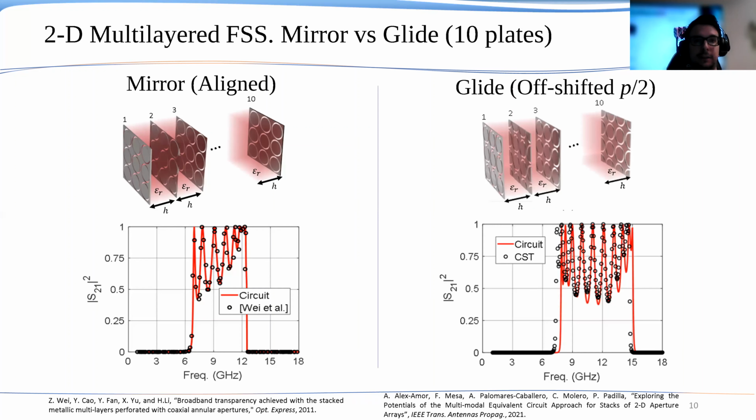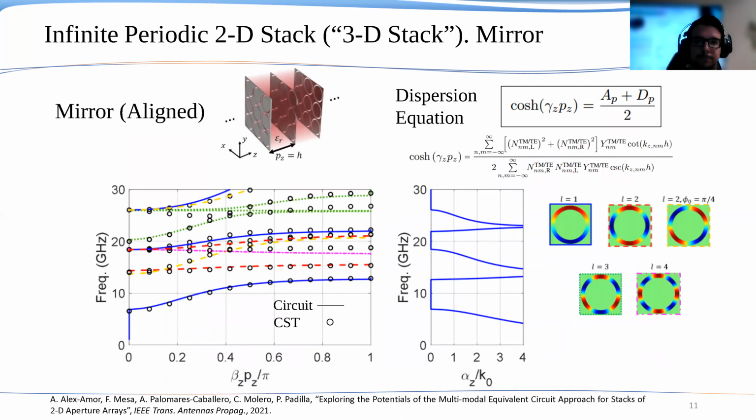This would be the glide-symmetric version of the same structure. In the glide-symmetric version of this structure, even layers, that is layers number 2, 4, 6, 8, and 10, are shifted half a period compared to the odd layers. These are the results comparing our circuit approach and CST, and there is a very good agreement between both results for such a complex spectrum as this one.